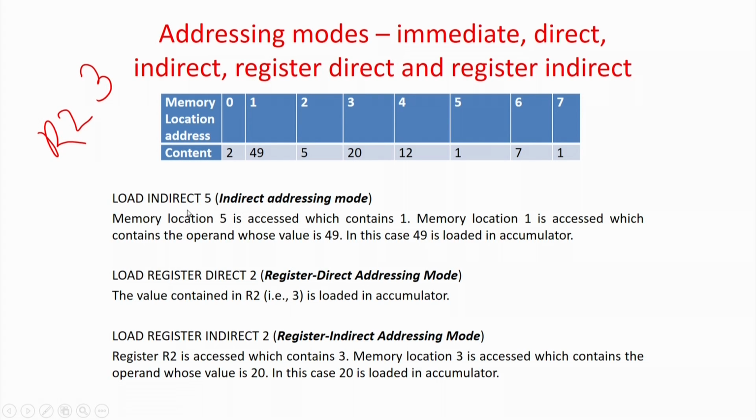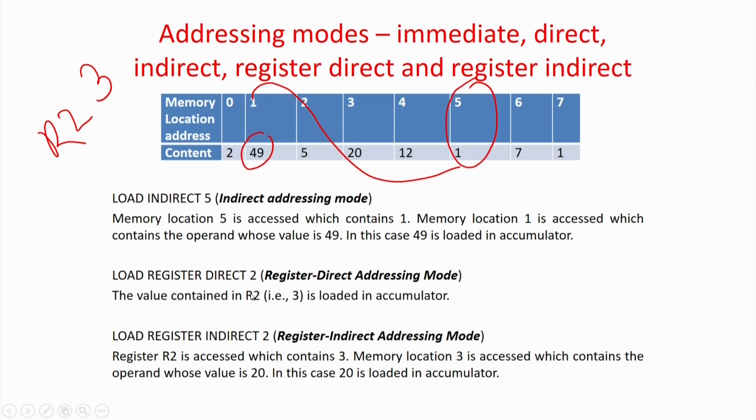Then load indirect 5. Now, this is interesting. Load indirect 5 means the accumulator will be loaded with something which is present in memory location 5. Memory location 5 has value 1. Now, it is an indirect. So, 1 is not the data. The data is actually present in memory location 1. So, what is present in memory location 1? That is 49. So, the 49 will be stored in your accumulator. That is load indirect 5, 1 is the content. This is not the data or the operand. Basically, it is the address of the memory where actually the operand is present, that is 49.